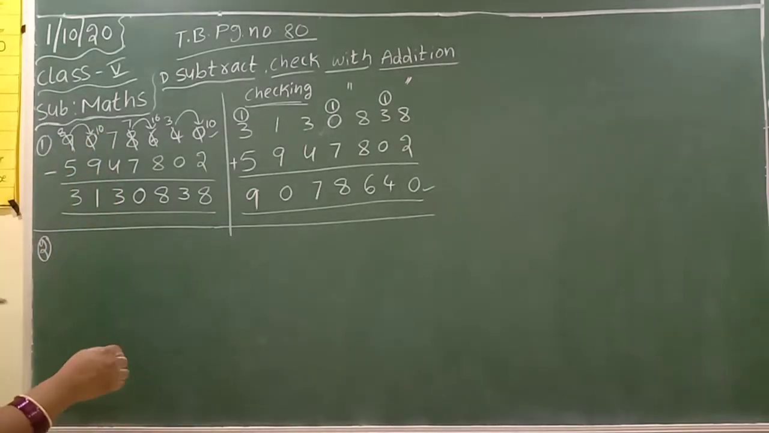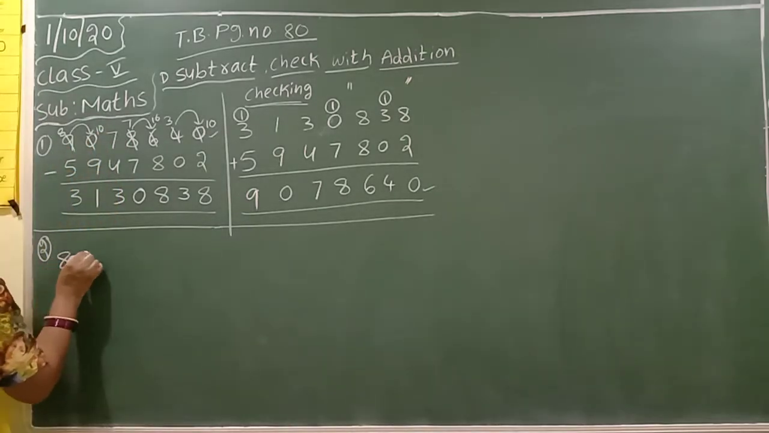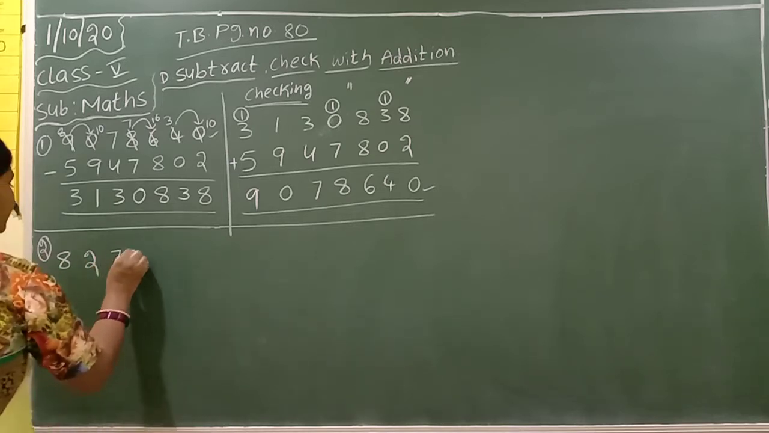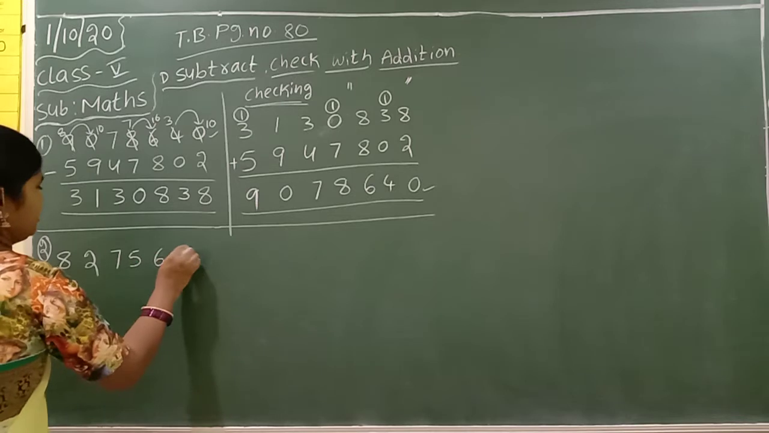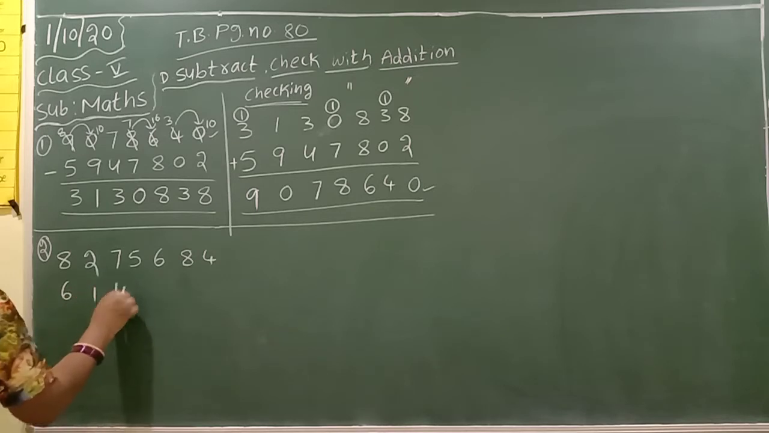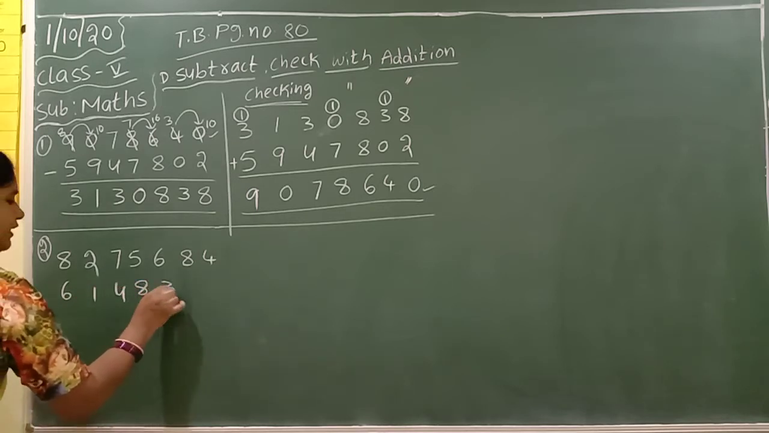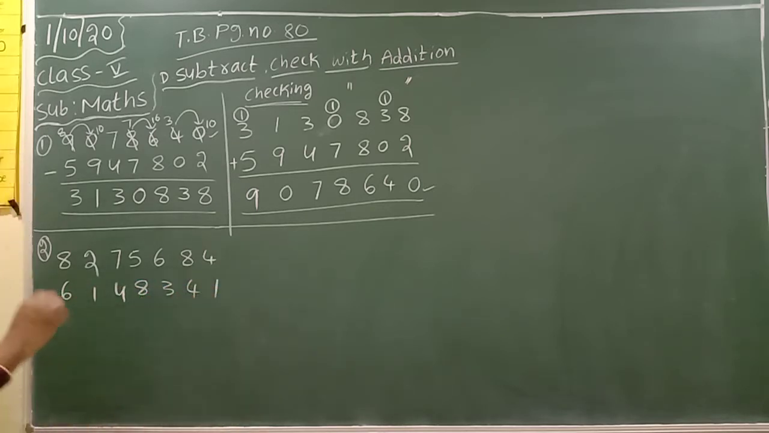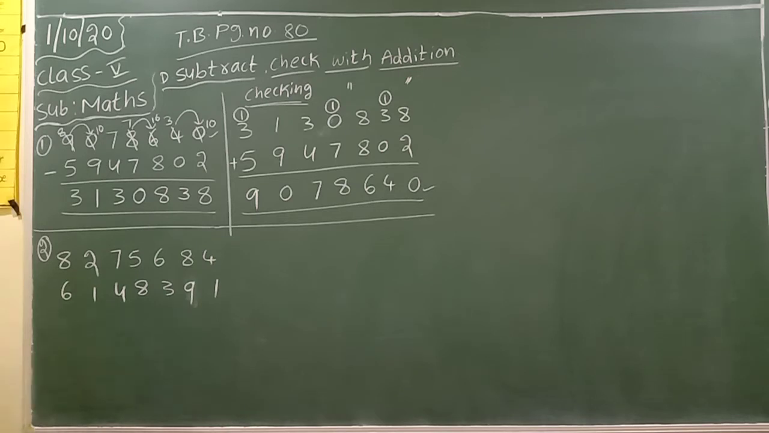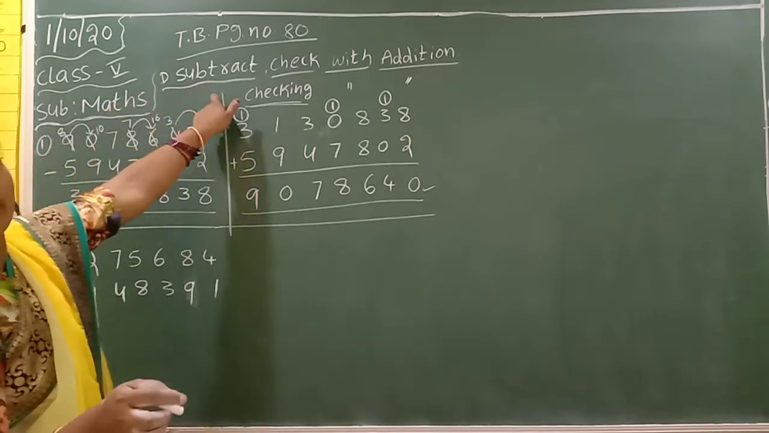Next one. Second question is 82,75,684. The next number is 61,48,340,391. This is the number I took. First you have to do the subtraction. Why? Because subtract is there.